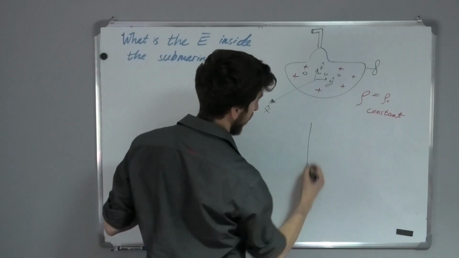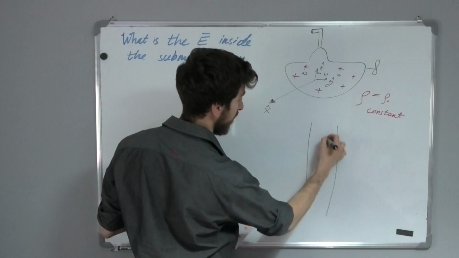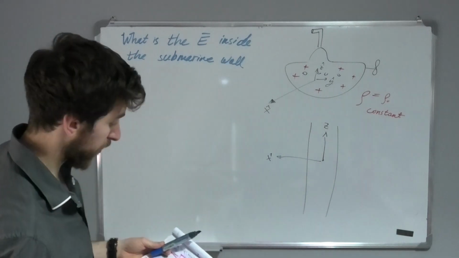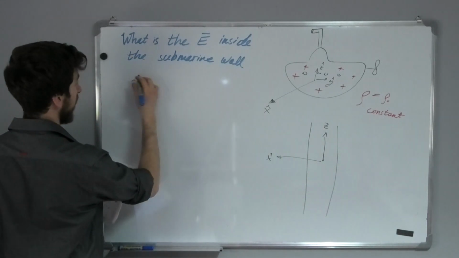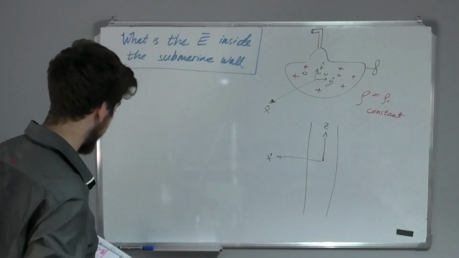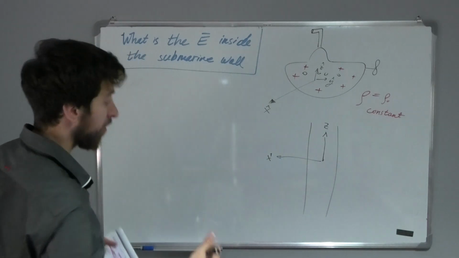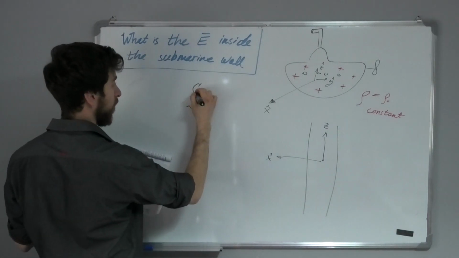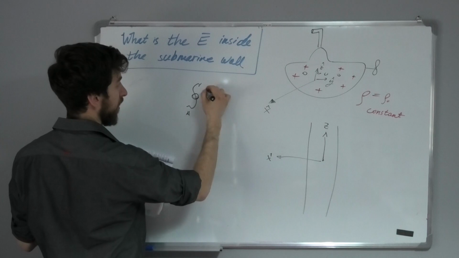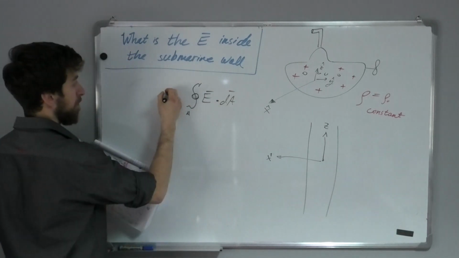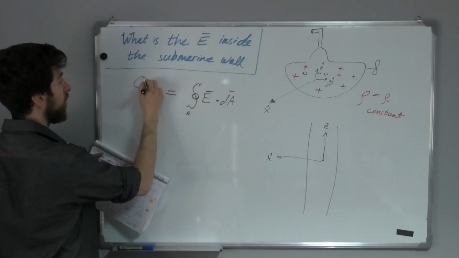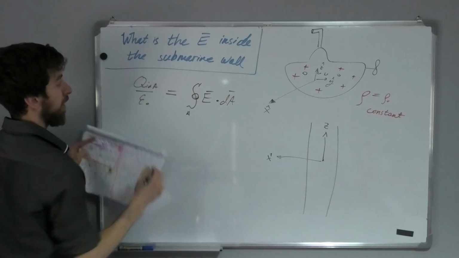Gauss's law. So this is the wall of the submarine. Here I have my axis, right? This is z, this is x. So Gauss's law says that the integral over the geometry of some closed area A of E dot dA must be equal to the total charge inside this A. So it's Q in A divided by epsilon 0.